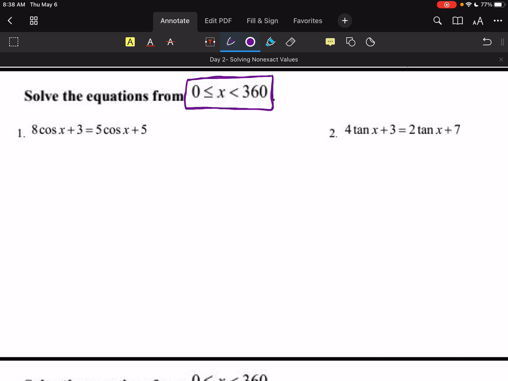So similar steps here to start. I'm going to move the cosines to the left and the numbers to the right. So subtract the 5 cosine x and subtract the 3. So I get 3 cosine x equaling 2. Divide the 3 over, and I get cosine of x equaling 2 over 3. So that's the first step. Okay, isolate the trig function.